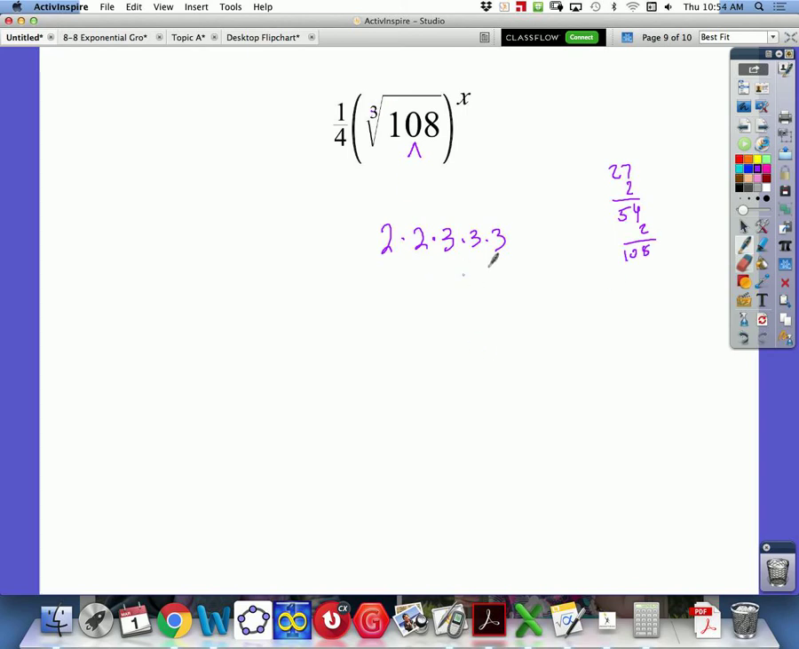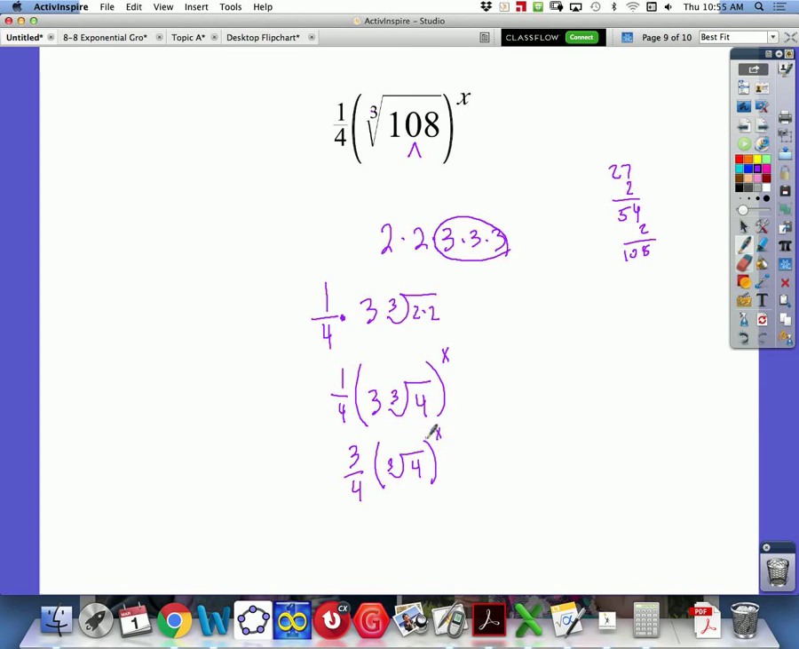Now it's telling us we want the cube root. So that means we have 3 3s there. So that gives us 1/4 times 3 cube root of 2 times 2. So I have 1/4 times 3 cube root of 4 to the x power. So if I simplify, I can multiply the 3 and the 1/4. That gives us 3/4 times the cube root of 4 to the x. And that could be the answer.